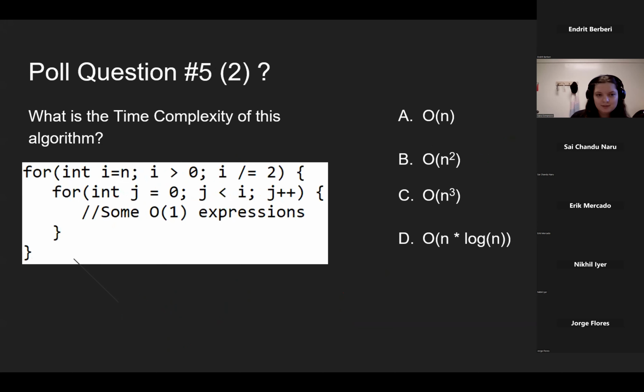This one. This is my question. Jaden, good job. That was a quick answer. You were so ready for it. Now we decrement i by 2 every time. So you divide it by 2 every time of the execution. D, indeed.